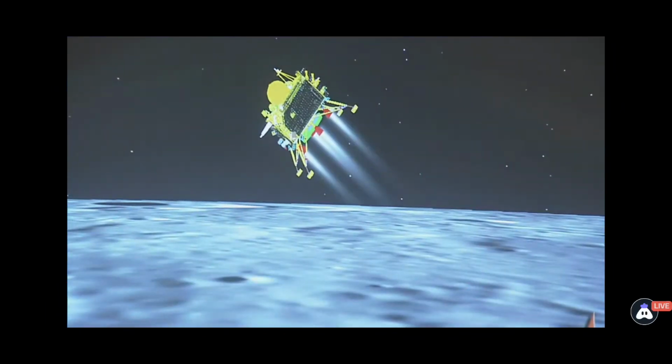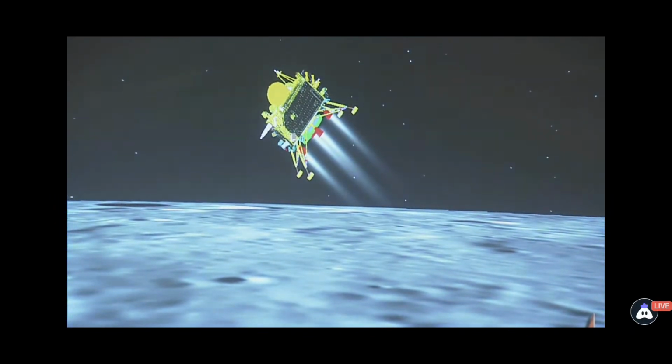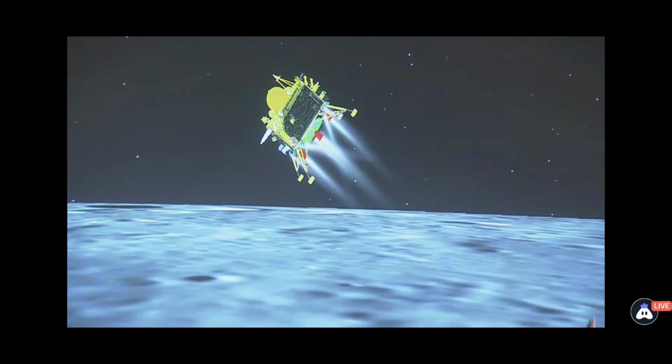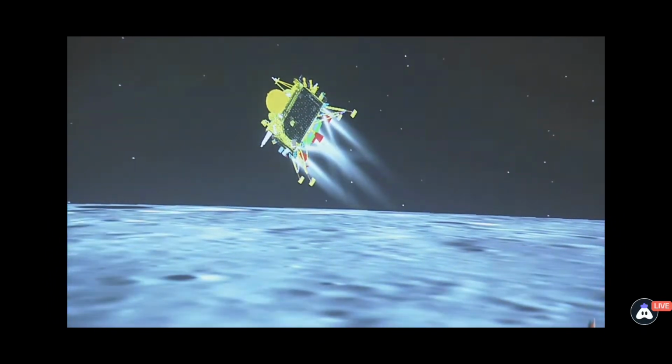We can see the visual of the lander module. And we can see that the downrange traveled is nearly 831 kilometers.